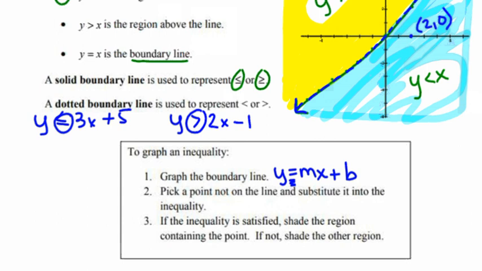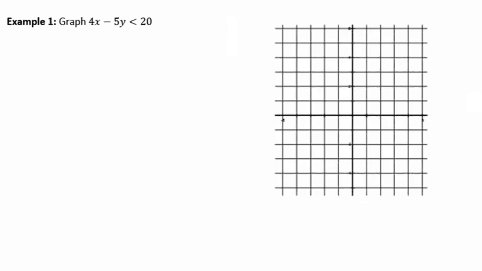If that point (2, 0) did not satisfy that equation or my inequality, then I would shade the other side. So we only have to pick one testing point. If it works, we shade the side where that point was. If it doesn't work, we know to shade the other side. Only one half plane of our graph will be shaded at a time. So let's try an example together here.